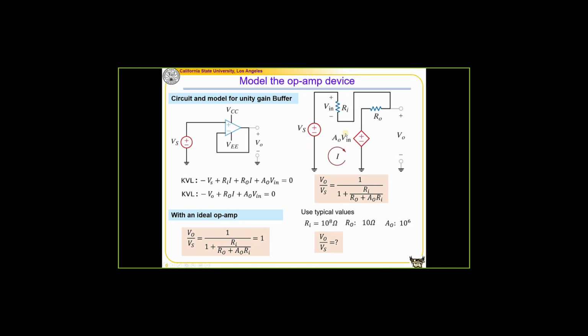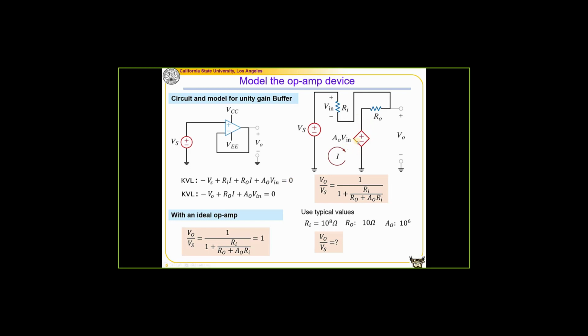Now if we look at this circuit again, this is a single loop circuit. For this single loop circuit, to find the relationship between output VO and the signal VS, we'll be able to use loop analysis. We write a KVL equation for that. So if we write a KVL equation for this single loop, we'll have a negative VS plus V in, that is the voltage drop. Then there's another voltage drop on this RO. If we use the current I, that will be RO times this current I as the mesh current, plus AO times V in. So that is how we find the KVL equation.